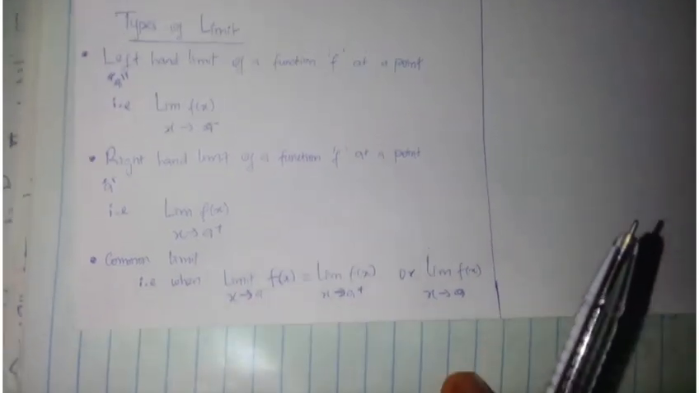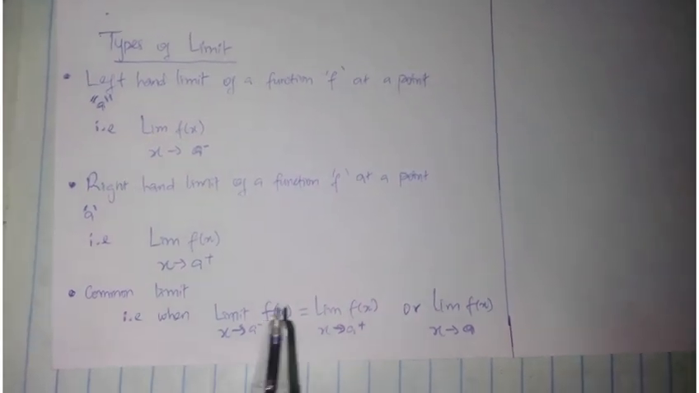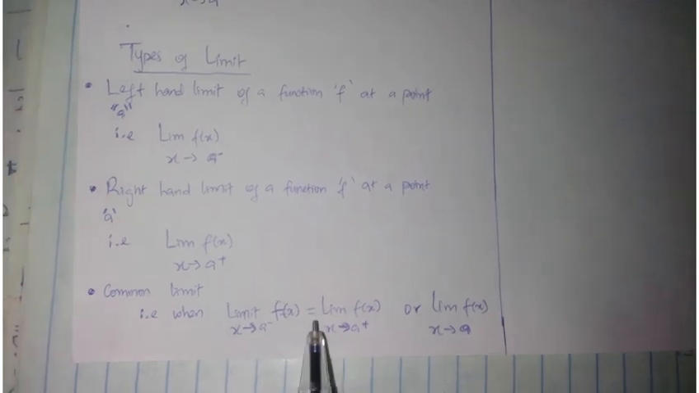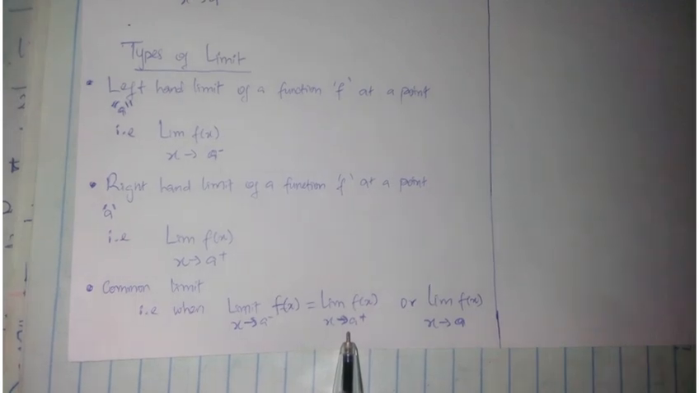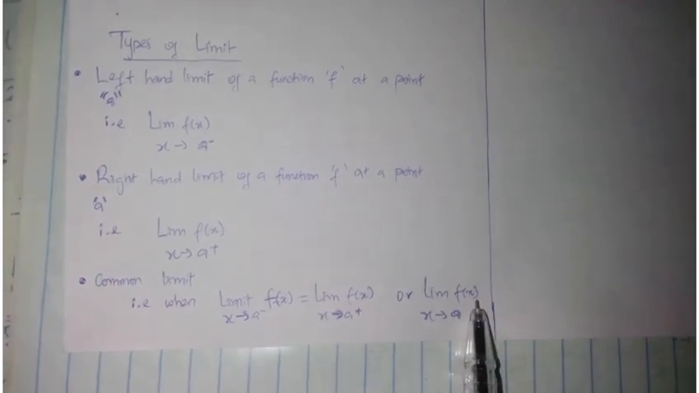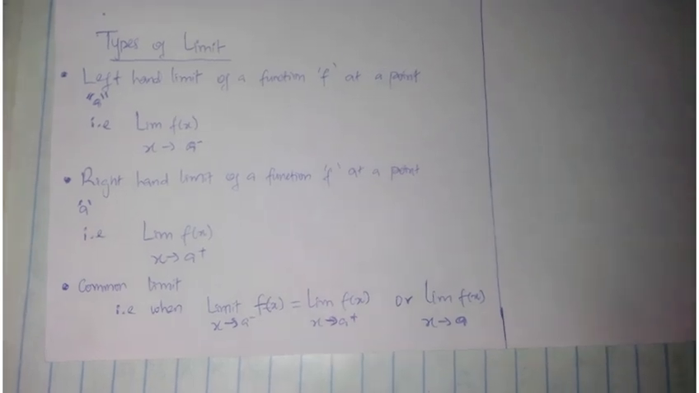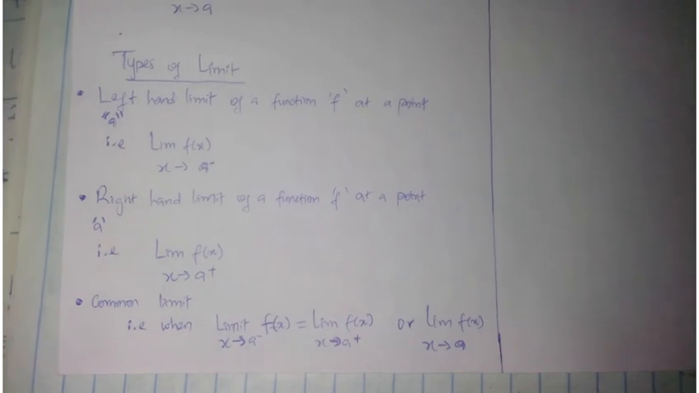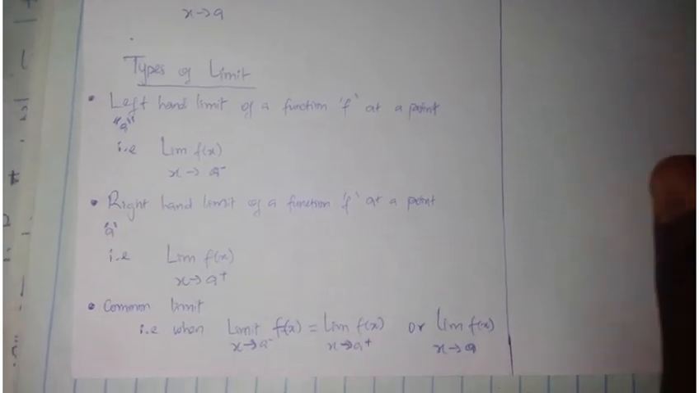Now, for the common limit, our common limit is represented as the limit of f of x as x tends to negative a equals the limit of f of x as x tends to positive a. Or when the limit of our f of x is such that x tends to a, we can call that the common limit. This is like just the equal of negative and positive. Right?